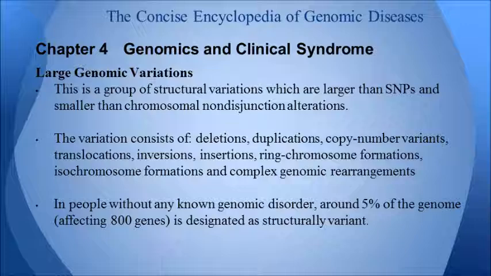Large genomic variations. This is a group of structural variations which are larger than SNPs and smaller than chromosomal non-disjunction alterations. Usually, a large genomic variation affects a sequence length about 1 kb to 6 MB. The variation consists of deletions, duplications, copy number variants, translocations, inversions, insertions, ring chromosome formations, isochromosome formations, and complex genomic rearrangements. The designation of a large genomic variation does not imply an association with genomic disorders. Nevertheless, there are variations that are associated with genomic disorders. Large genomic variations are more difficult to detect than SNPs. In people with no known genomic disorders, around 5% of the genome affecting 800 genes is designated as structurally variant.